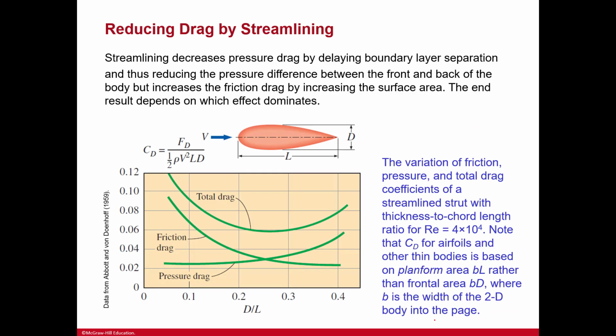So we talked about that we want to reduce that drag, right? We want to reduce it, and one of the ways that we do that is geometry. Streamlining decreases pressure drag by delaying boundary layer separation and thus reducing the pressure difference between the front and back of the body, but increases the friction drag by increasing the surface area, right? Because if you make something bigger, then you are going to have more surface area, more of that body to experience that friction drag. The end result depends on which effects dominate.